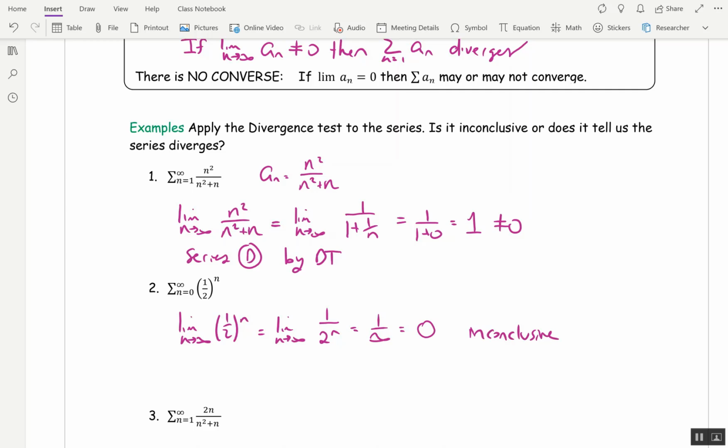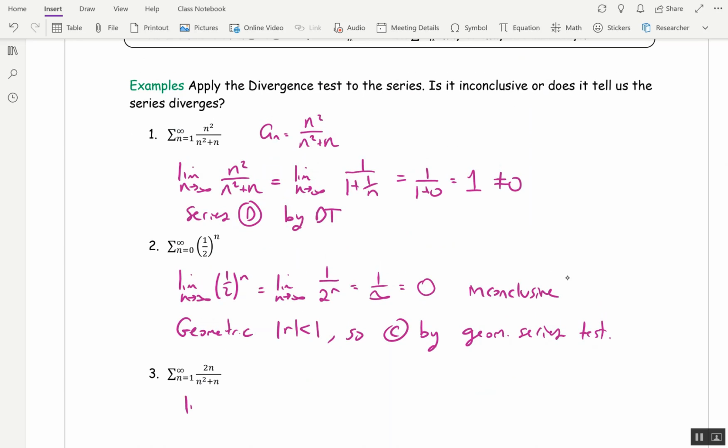Inconclusive. We don't know. The divergence test doesn't tell us that this diverges. It might not. But actually, this is a geometric series, and the absolute value of r is less than 1 because r is 1/2. So we do know that series converges by the geometric series test.